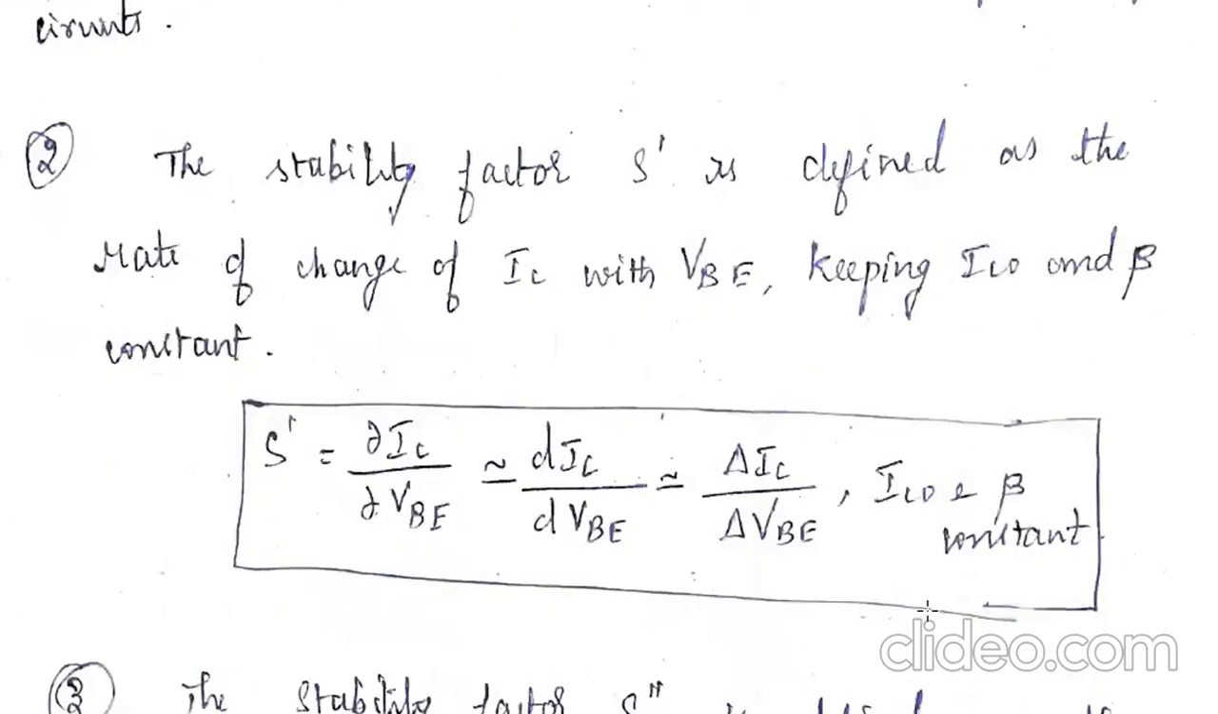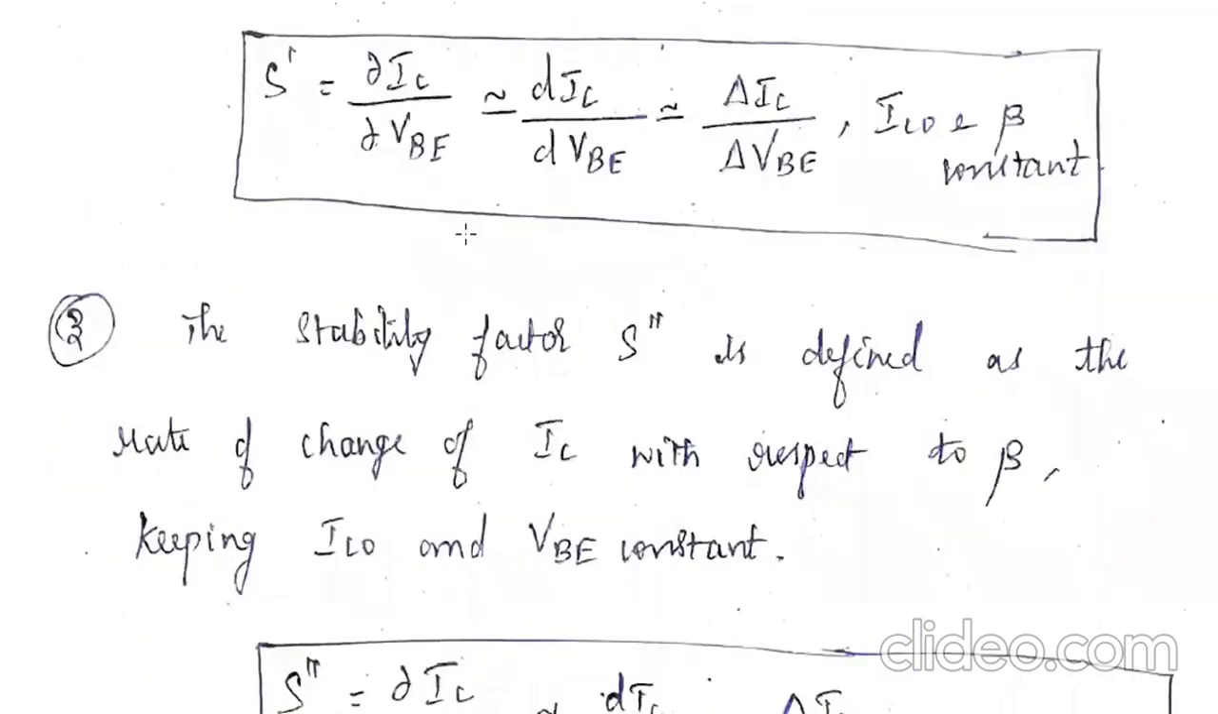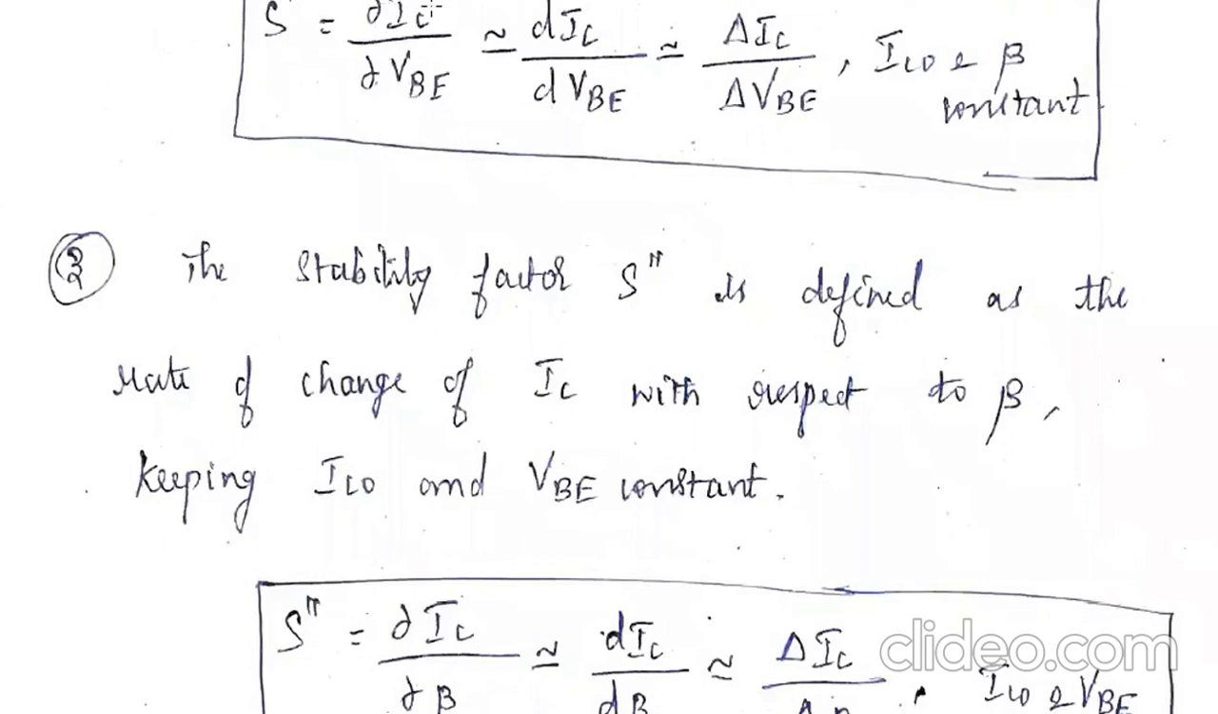Now let us see the second stability factor definition. Since we have already used the notation S for the first one, we use S dash. It is defined as the rate of change of IC with respect to VBE, keeping ICO and beta constant. So it is ∂IC by ∂VBE with ICO and beta constant. The third definition is to change the collector current IC with respect to the change in beta value, while the remaining two parameters, VBE and ICO, remain constant.